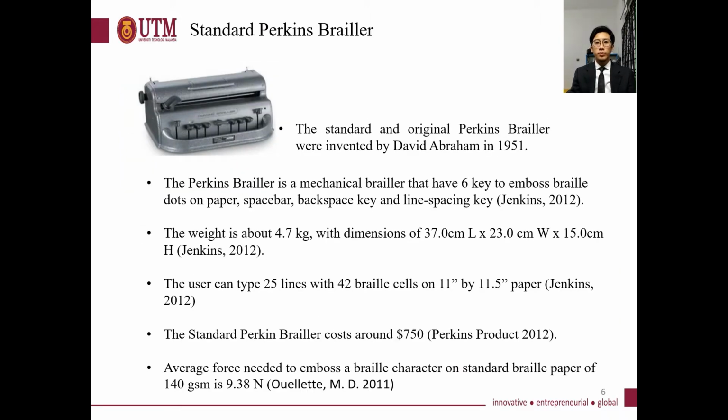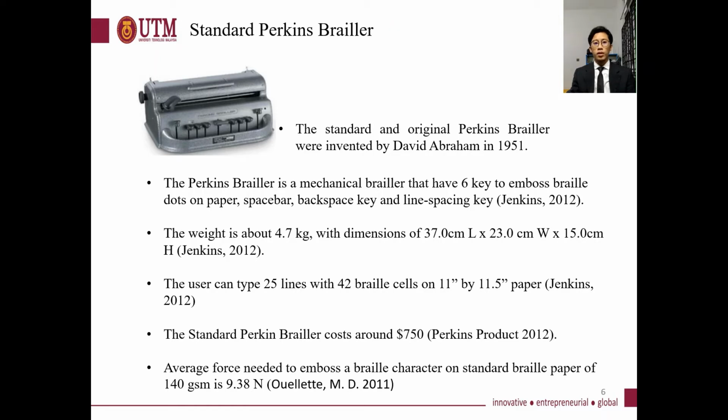The standard and original Perkins Brailler was invented by David Abraham in 1951. The Perkins Brailler is a mechanical Braille machine that has 6 keys to emboss Braille dots on paper, and it also has additional keys such as the space bar, the backspace key, and line spacing keys. The weight is about 4.7 kg with dimensions of 37 cm long, 23 cm wide, and 15 cm high. The user can type 25 lines with 42 Braille cells on 11-inch by 11.5-inch paper.